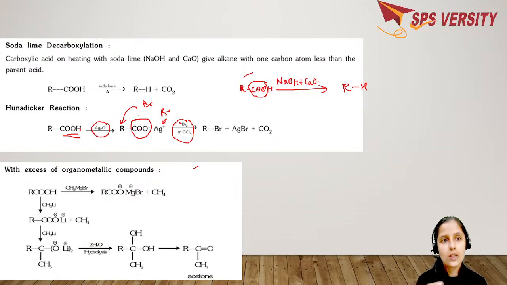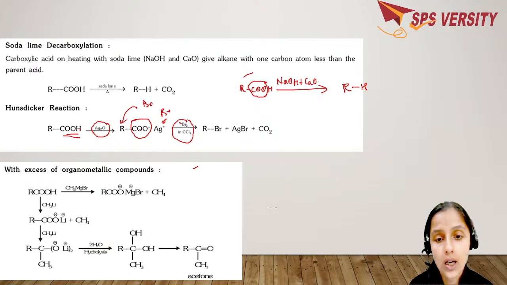So the difference between the soda lime decarboxylation and the Hunsdiecker reaction is, in case of soda lime decarboxylation, you start with the carboxylic acid and at the end you are going to get the corresponding hydrocarbon, whereas in case of Hunsdiecker reaction, you start with the carboxylic acid and at the end you are going to get the alkyl halide. So how are these carboxylic acids going to react with an organometallic compound like the Grignard reagent?